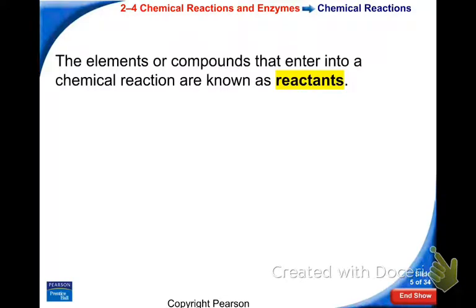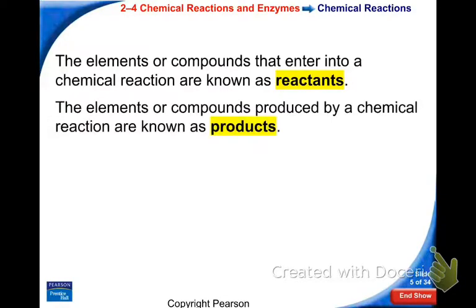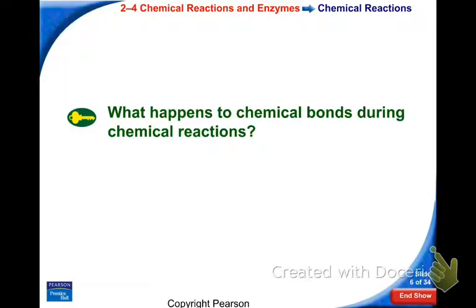Just to remind you, the stuff that's on the left side of the arrow, those are the reactants, and the things that are on the right side of the arrow are products. And so, here's your first key question. Remember, you're going to want to write this down and use it in your left-hand column on your notes. What happens to chemical bonds during chemical reactions? So, maybe you might be able to come up with that answer by looking at this, AB plus CD. Now, there's no A and B elements. We're just using those for samples, right?